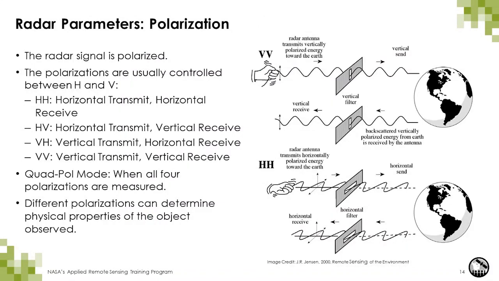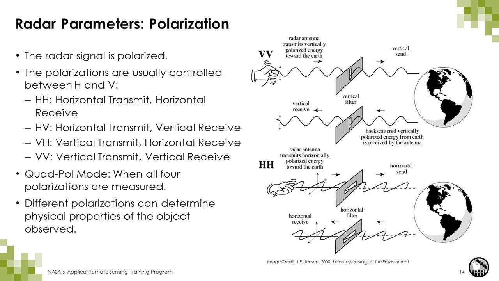The other radar parameter is polarization, and that refers to the plane of propagation of the electric field of the signal. So irrespective of wavelength, radar signals can be transmitted and or received in different modes of polarization. There can be 4 combinations of both transmit and receive polarizations, and they go as follows. There's horizontal transmit and horizontal receive, so that's HH. Vertical transmit and vertical receive, that's VV. Horizontal transmit and vertical receive, that's HV. And vertical transmit and horizontal receive, that's VH.